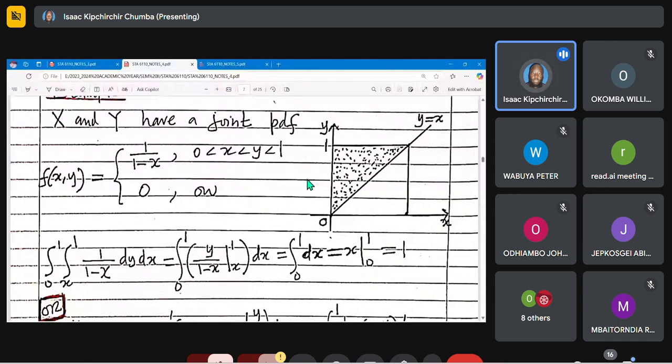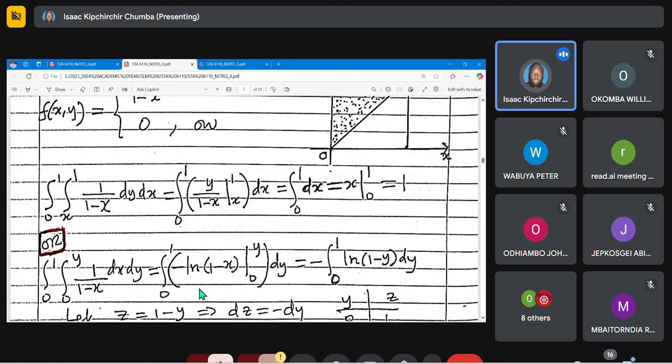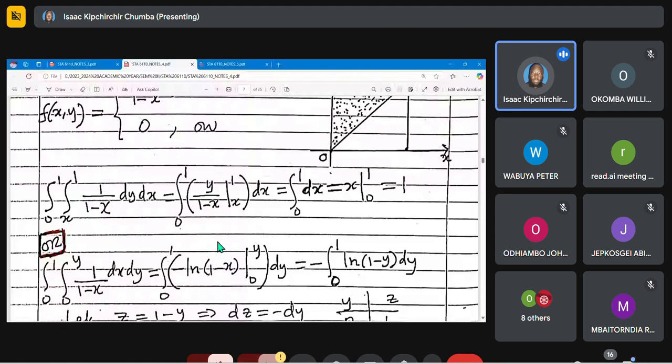So if you integrate over the shaded region, you get 1. Or also you can integrate in the other order, and you'll still be getting 1. You can see how the limits change.